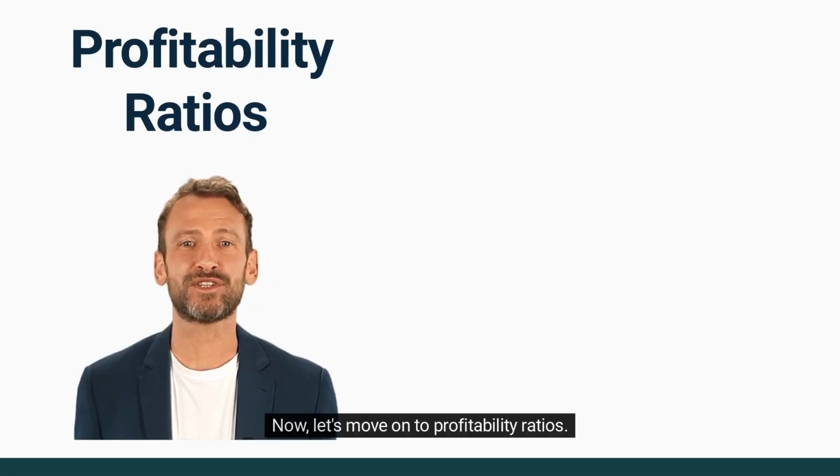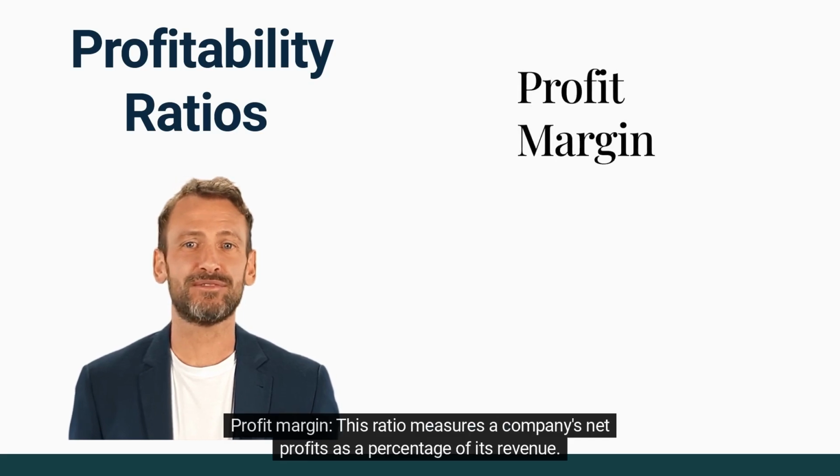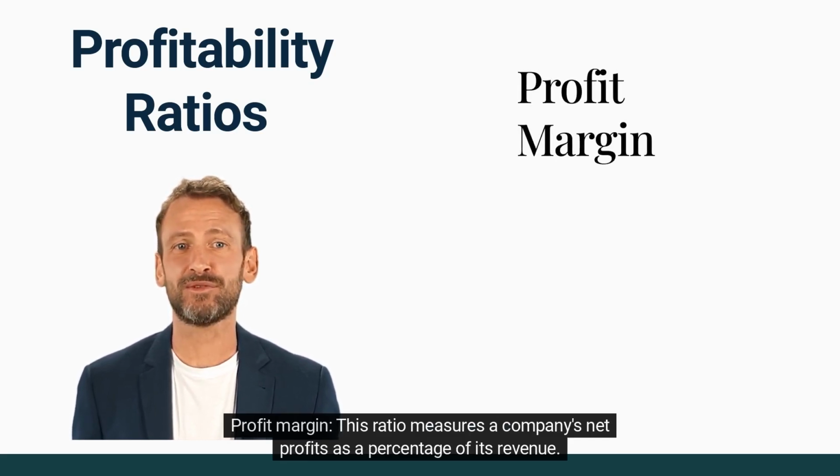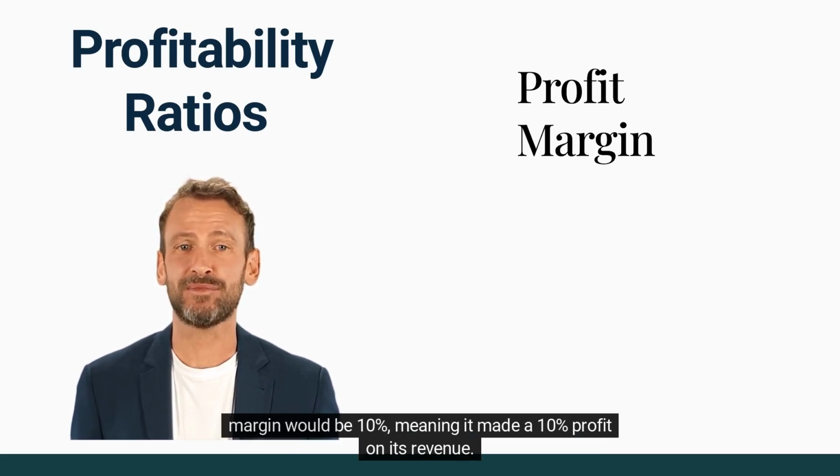Now, let's move on to profitability ratios. These ratios measure a company's ability to generate profits and return on investment. Profit margin. This ratio measures a company's net profits as a percentage of its revenue. For example, if a service industry company has $100,000 in revenue and $10,000 in net profits, its profit margin would be 10%, meaning it made a 10% profit on its revenue.